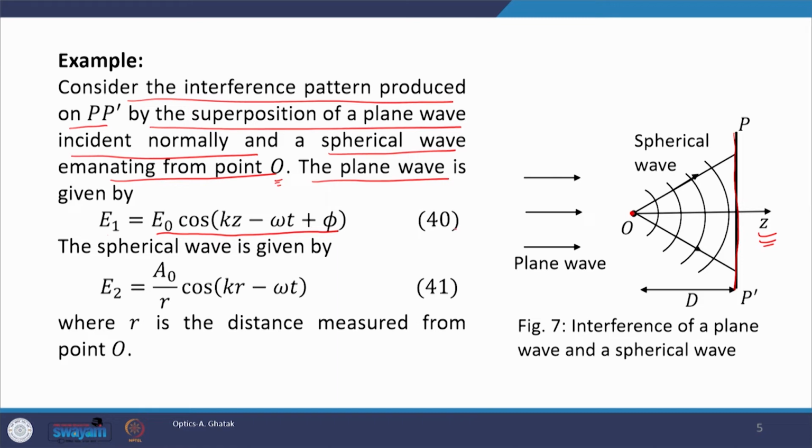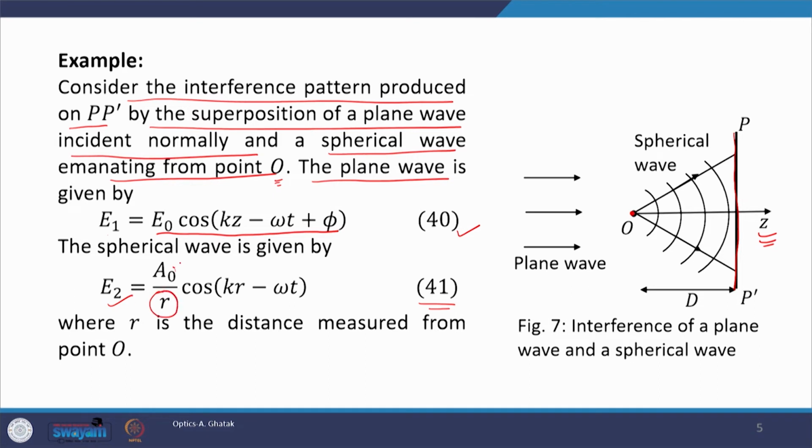Therefore, equation number 40 represents an expression for the electric field of a plane wave. Once the expression of a plane wave is known, our next target is to find out the expression for a spherical wave. We have already studied the spherical wave, and the expression for the electric field for a spherical wave is given by equation number 41, and here you see that in the denominator we have r.